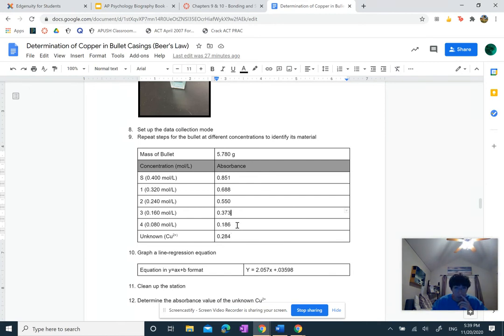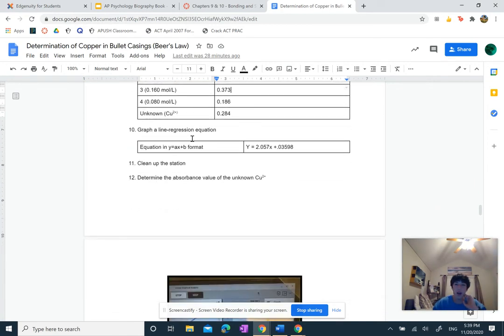So we've got 0.284, 0.186, 0.373, 0.550, 0.688, 0.8514 for respectively increasing concentrations. And that just shows that linear relationship again, because as one side increases, the other side increases as well. Unless there's an indirect relationship, where one would be increasing and the other decreasing, which is not the case for this lab. But it is the case for transmittance. But we did not get into that much for this lab. So then we graphed a line regression equation.